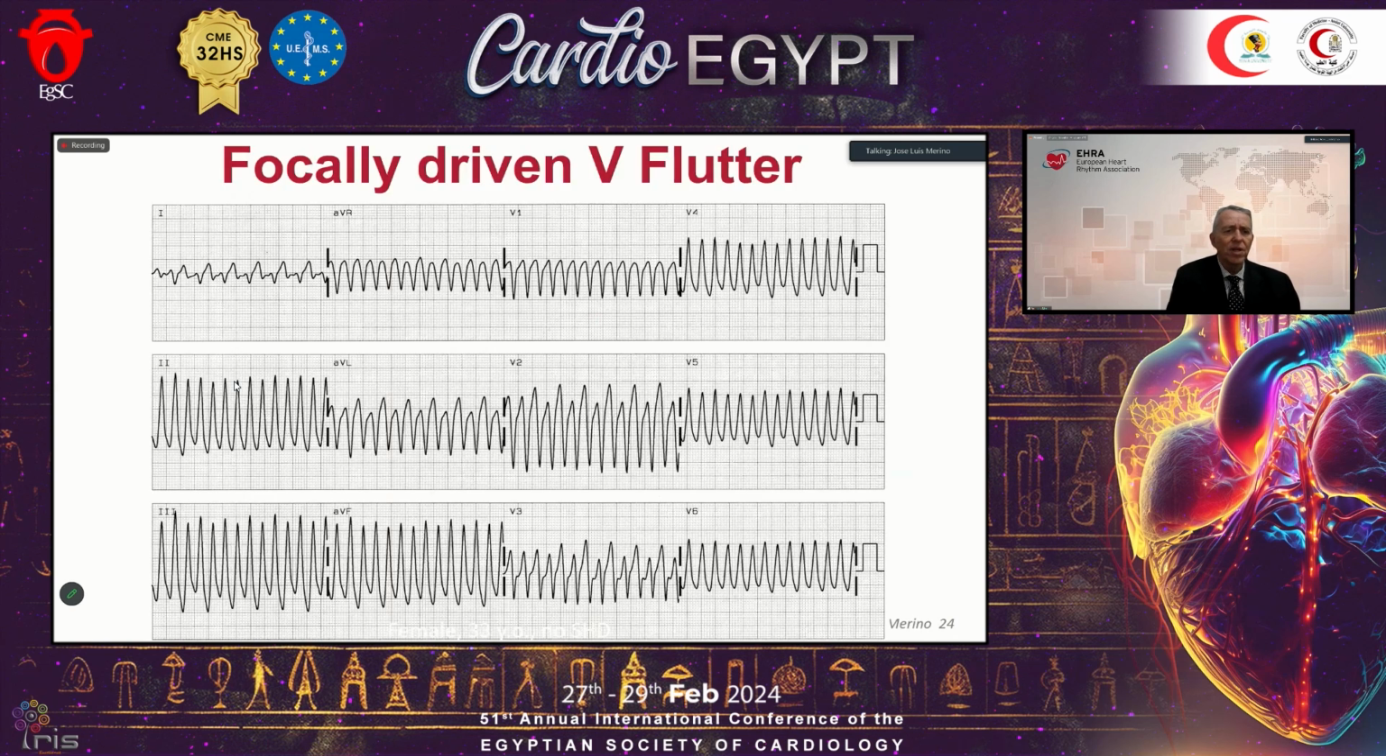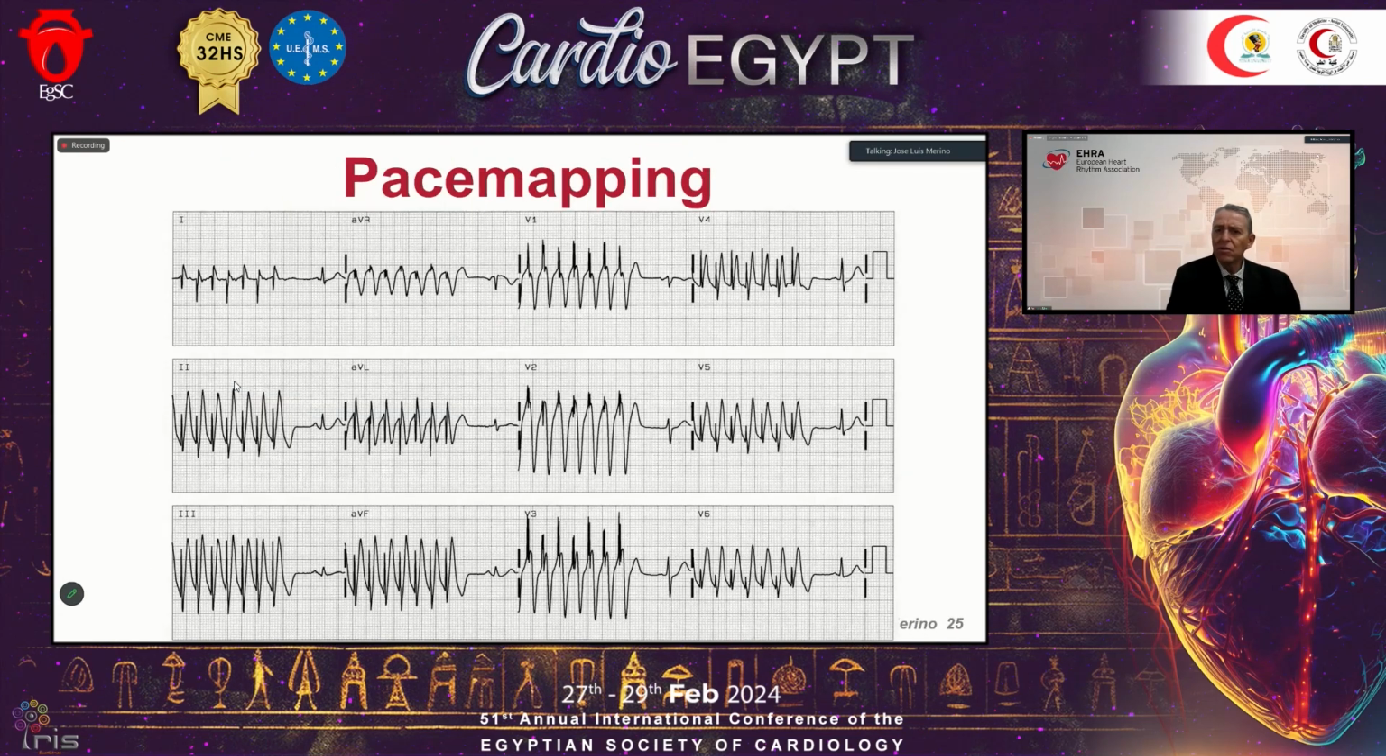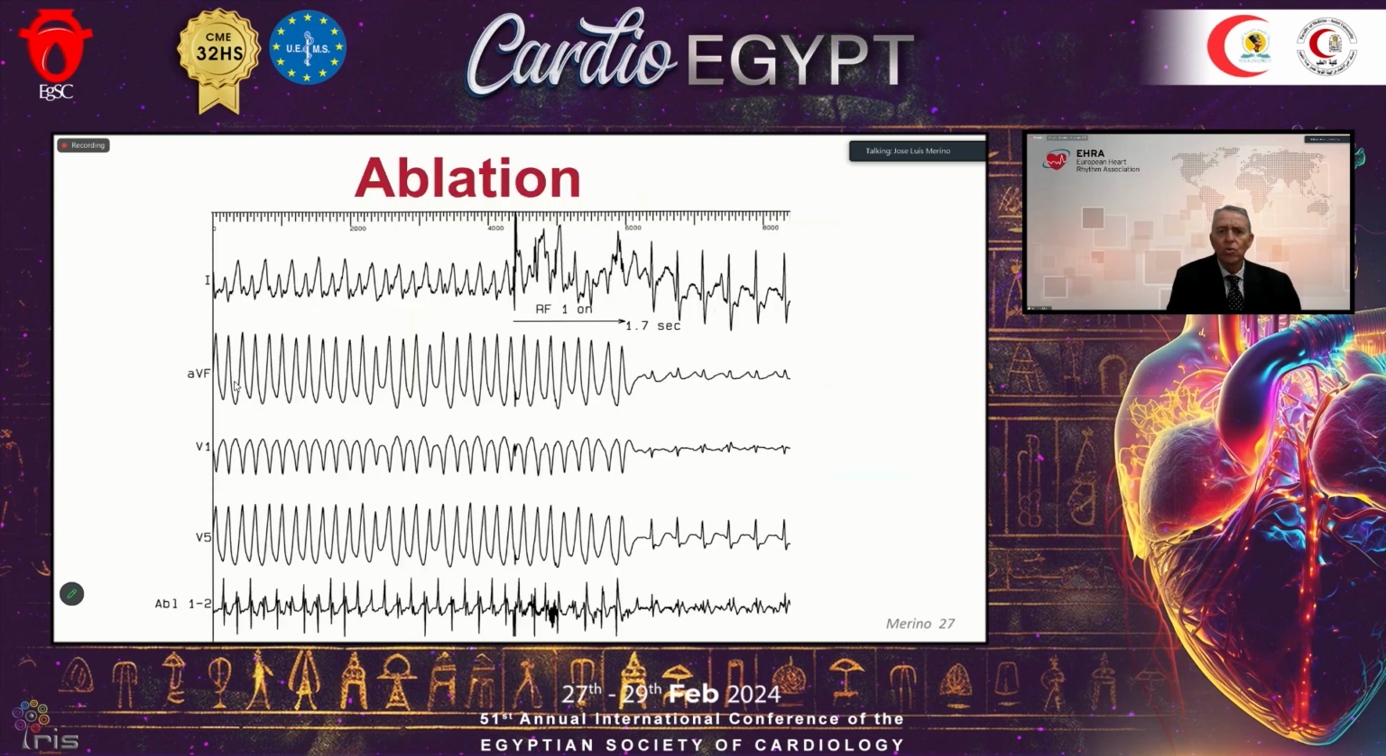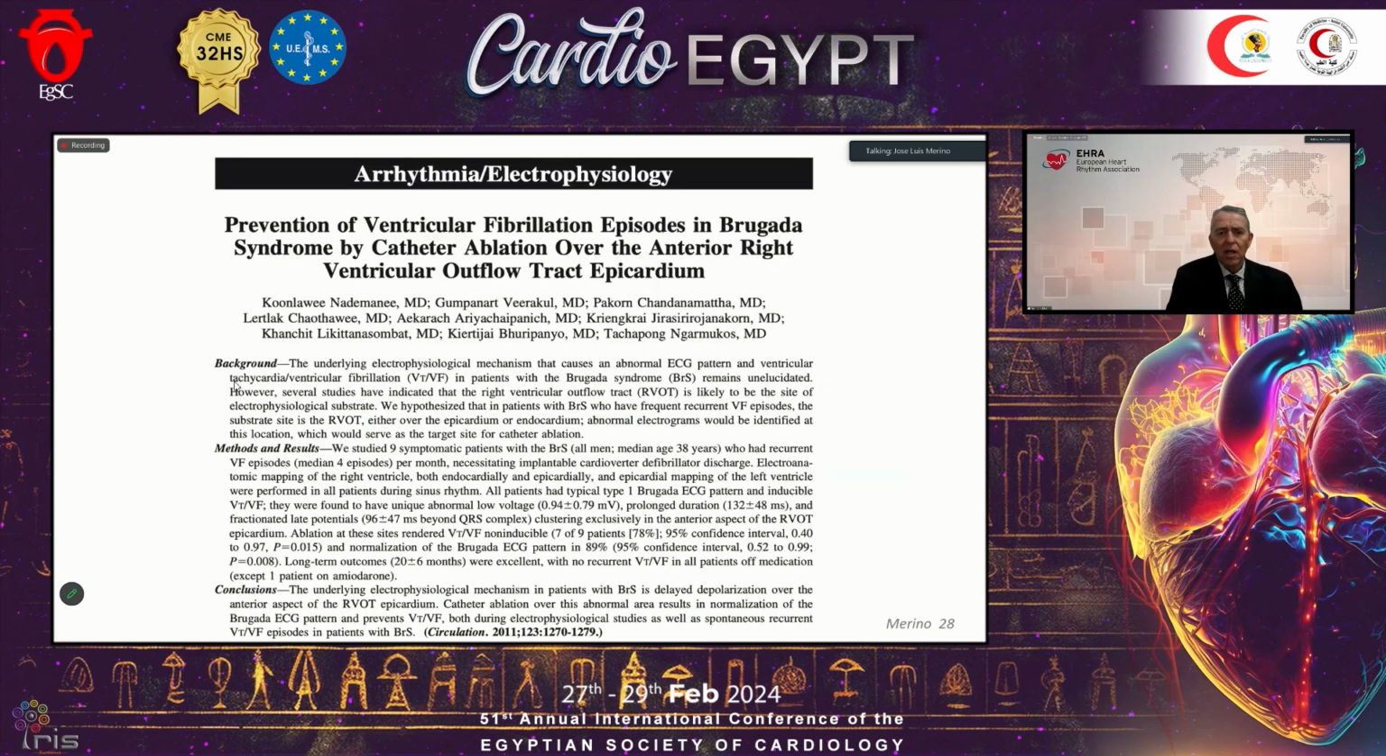This is an old patient from our lab that had a kind of focally driven flutter, with a very rapid rate of 300 beats per minute. We managed with pace mapping techniques and even activation mapping to ablate this flutter, and the patient had a very good follow-up with no further recurrences.